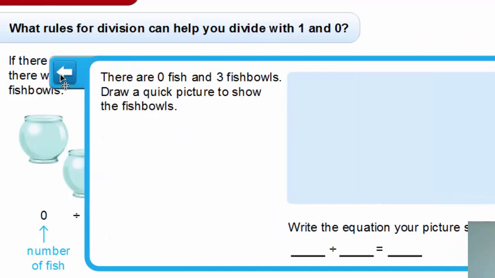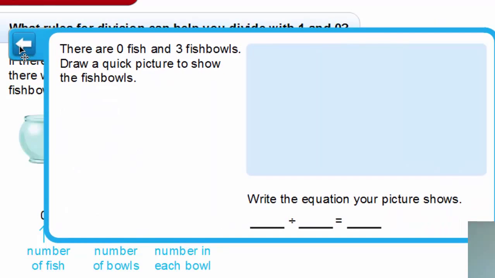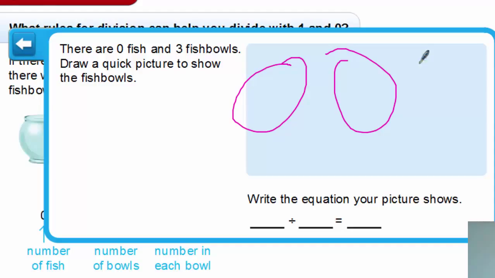Look at another one. There are 0 fish and 3 fish bowls. So we're going to draw a quick picture. 1, 2, 3 fish bowls. How many fish are we putting in each fish bowl? 0. We're dividing 0 into 3 equal groups. We have the equal groups. There's 1, 2, 3 equal groups. But we have nothing or 0 to divide, so that puts 0 in each group.